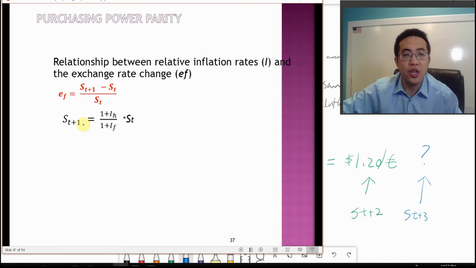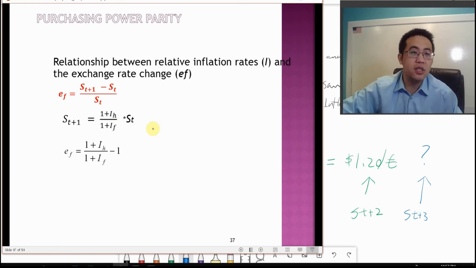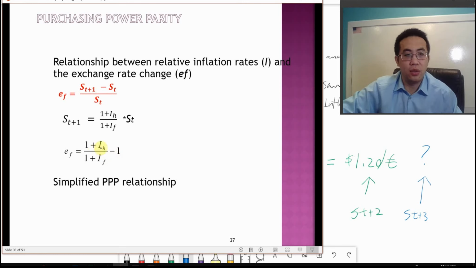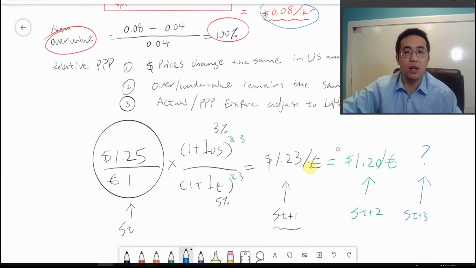The exchange rate in the next year equals the exchange rate this year multiplied by the home inflation over the foreign inflation. If we combine both equations, then the exchange rate change would be the inflation ratio minus 1, okay? And of course, you add 1 to the numerator and the denominator. So if we simplify the PPP relationship, then we will see the exchange rate change happens to be the inflation differential, or the difference between the inflation.